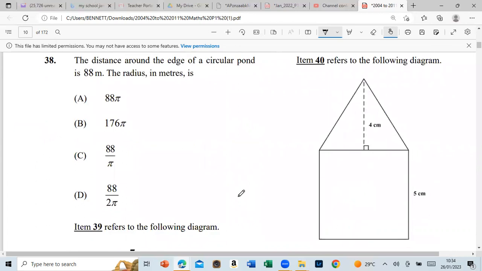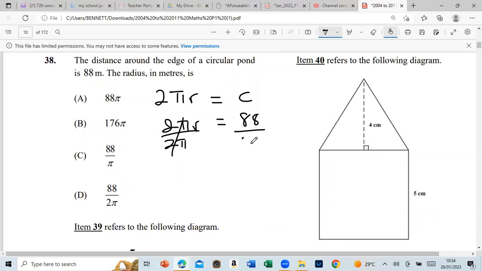The question says the distance around the edge of a circle is 88 meters. The radius in meters is, so let us refresh our memory. It's 2 pi r equal to the circumference, and they are saying that the circumference is 88. So that means 2 pi r equals 88, and we're going to solve for r. So we're just going to divide by 2 pi. Very straightforward. So our answer for this one would be.